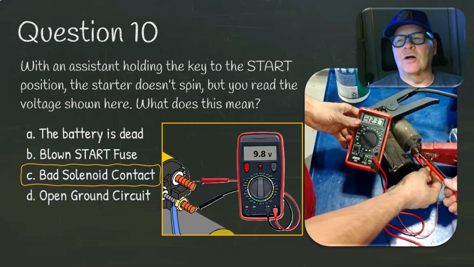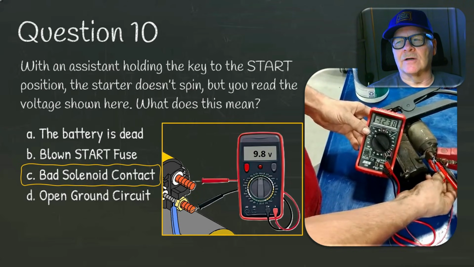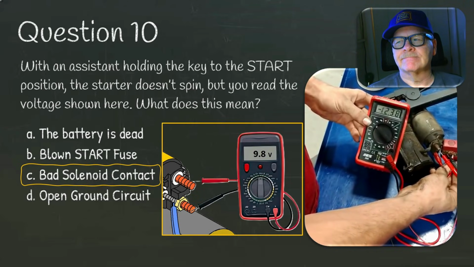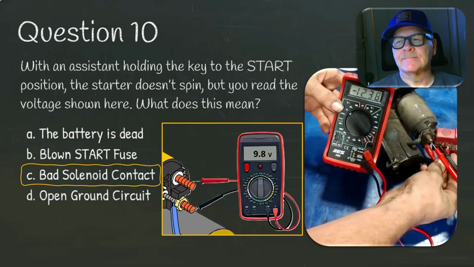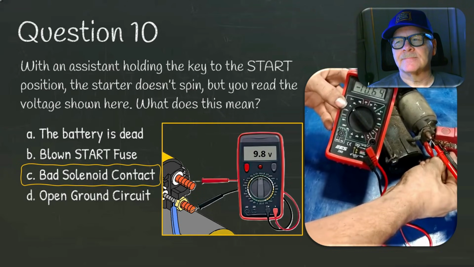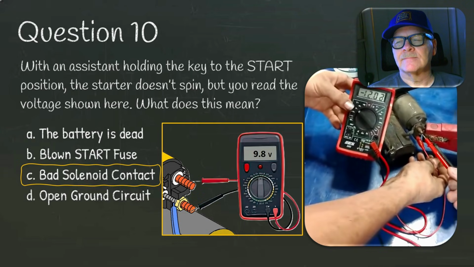With an assistant holding the key in the start position, the starter doesn't spin, but you read the voltage shown here. It barely will spin. Now he's going to energize the starter, and we're going to see what our voltage drop is across the solenoid windings. Go for it. Golly, we're dropping 10. All right. It's horrible. That's absolutely horrible.